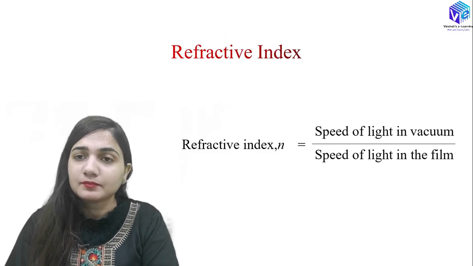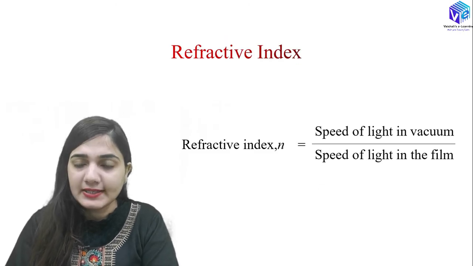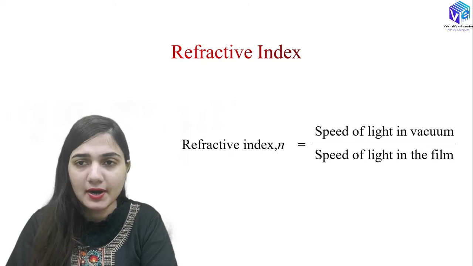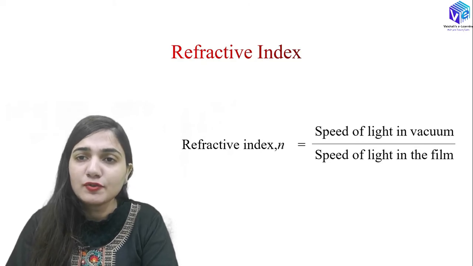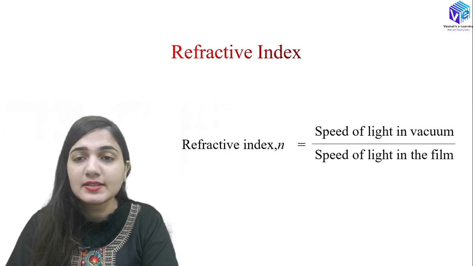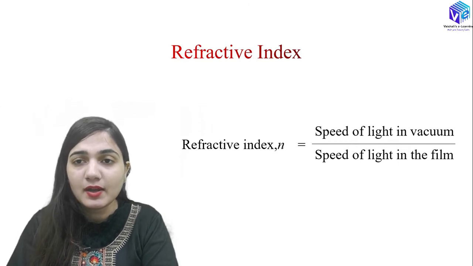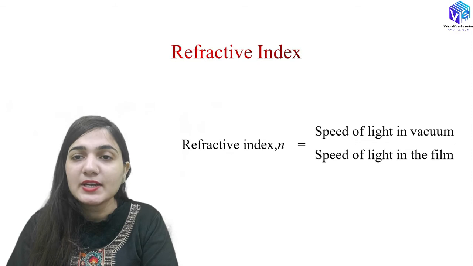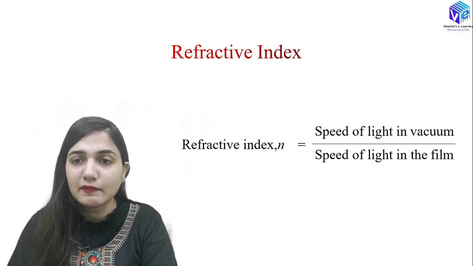So the first characteristic is the refractive index. We all have heard about this term. Some of you might be aware about this term. So the refractive index is equal to the speed of the light in the vacuum divided by the speed of the light in the given film. So it is the ratio of the speed of the light in vacuum and the given film.